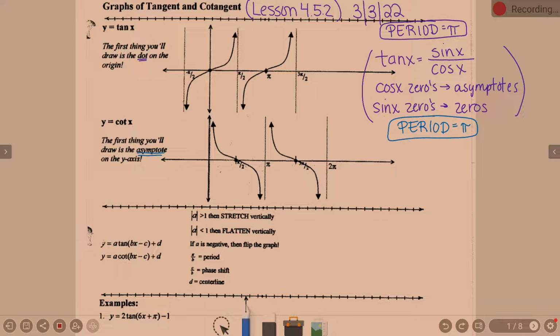And then we have asymptotes on all the whole pi's, so once every period. And then what's going to go in between the asymptotes? That is your zeros. The zeros, in this case, are happening in the middle of the asymptotes. You also notice with the cotangent curve that the graph is decreasing. It's like a reflected tangent curve, or a reflected x to the third curve.